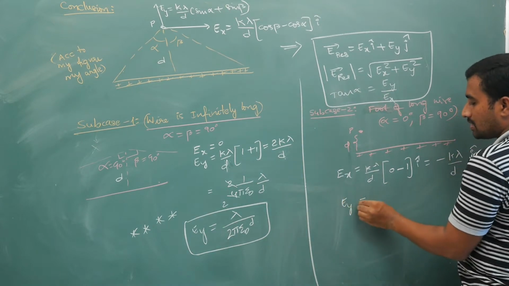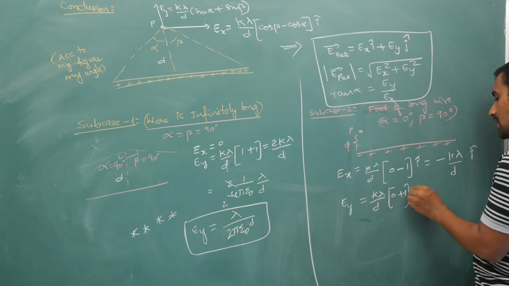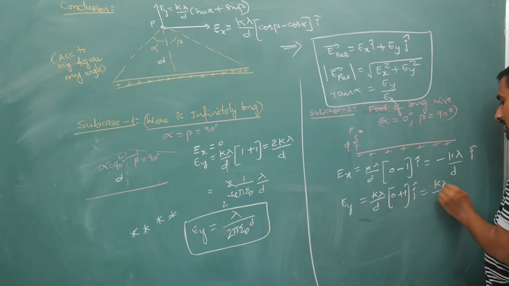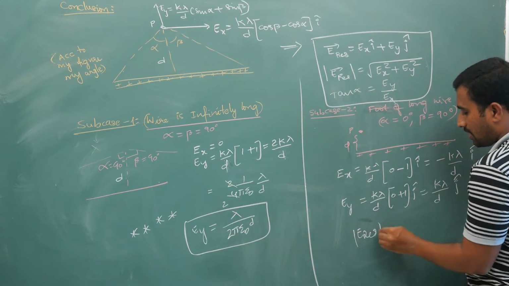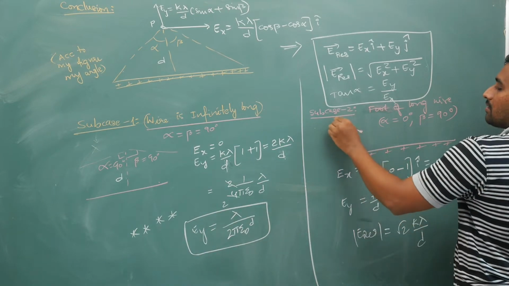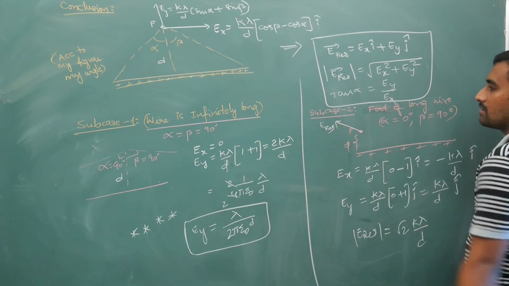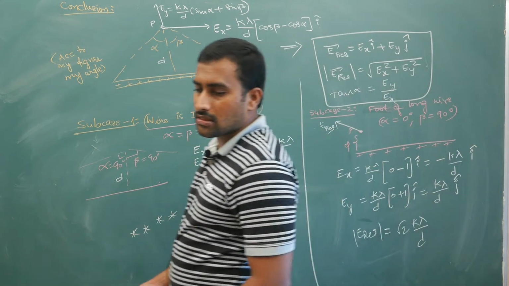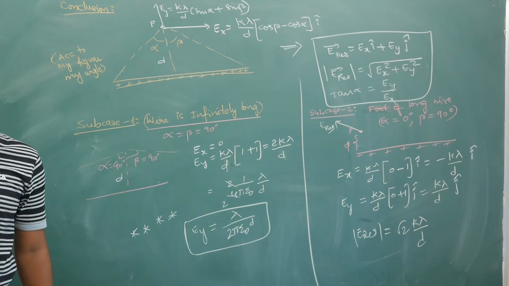Your Ey is equal to k lambda by d times (0 plus 1) j cap. It is equal to k lambda by d j cap. Your resultant magnitude is root 2 k lambda by d, and somewhere it will be here. So this is your resultant electric field. Like this you are supposed to calculate your field and potential on equatorial line.